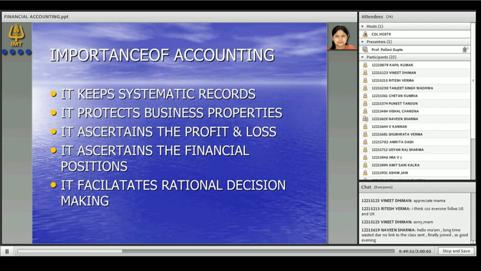It facilitates rational decision making. On the basis of the accounts, you can make an appropriate decision as to the future course of action. On the basis of profits, you can decide whether you need to go for a new product line, or start a new business, and you can interpret your results accordingly.